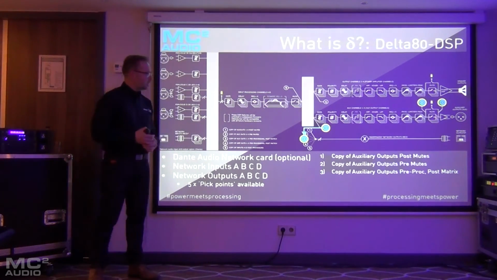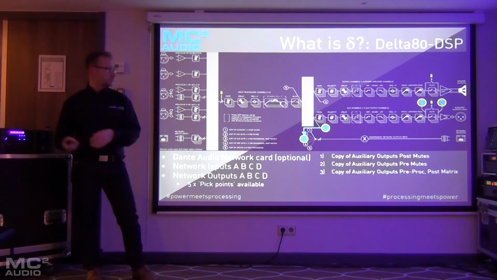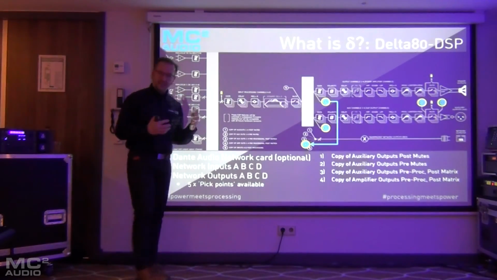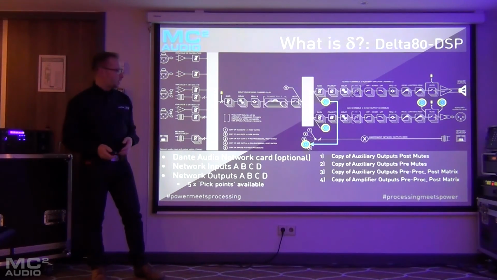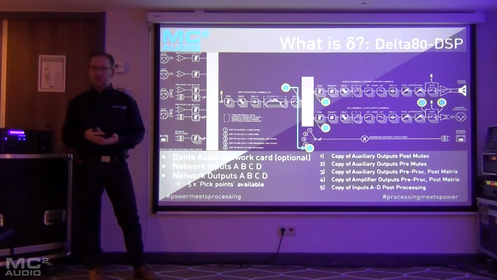Then we've got point 3, which is post the mix matrix. So that's basically the same group of signals that will feed the auxiliary outputs, but pre their processing. And then point 4 is exactly the same, but for the power amp channels this time. And then the last point is post input processing, but pre-matrix.